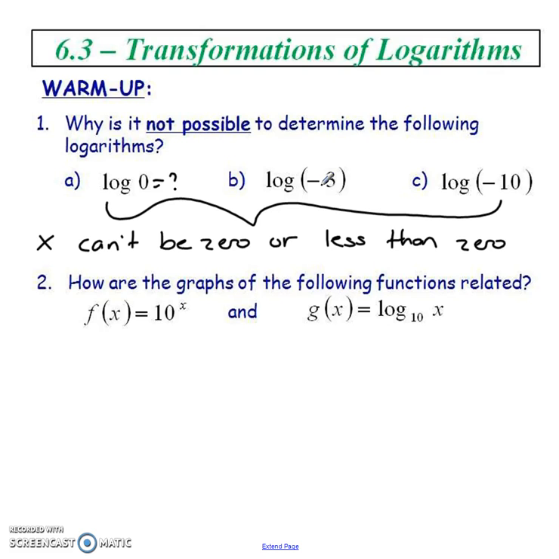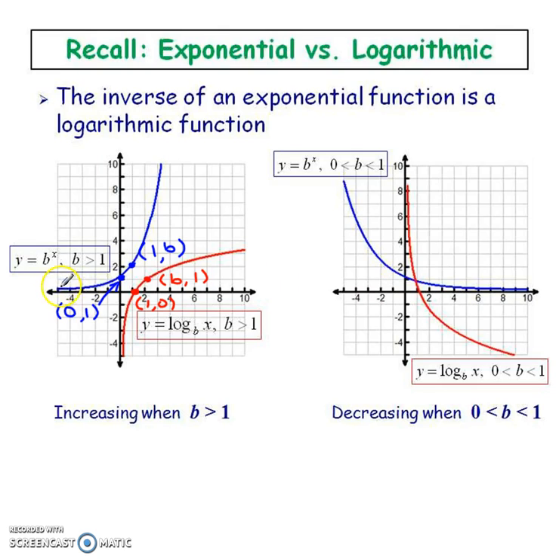All right, so number 2, how are the graphs of the following functions related? So f of x looks like it's an exponential graph, and then g of x looks like a logarithmic graph. So that's like the two graphs that we just saw in blue and red. These guys are inverses of each other. So you see, this guy is the exponential, and then this one is that logarithmic graph.